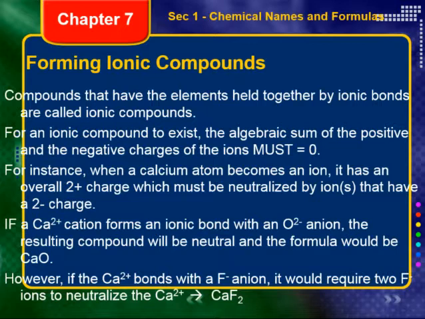For instance, when a calcium atom becomes an ion, it has an overall +2 charge, which must be neutralized by ions that have a -2 charge. If a calcium ion forms an ionic bond with an oxygen anion or oxide, the resulting compound will be neutral, and the formula would be CaO. However, if the calcium ion bonds with a fluoride ion, it would require 2 fluoride ions to neutralize the calcium 2+. So in order for this to be an ionic compound, it would be CaF2. We need 2 of the fluorines.